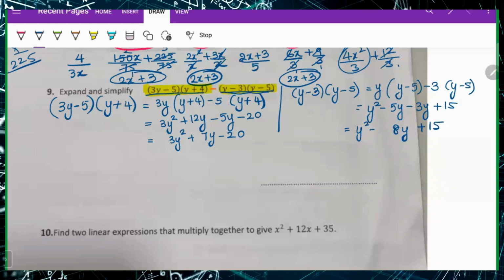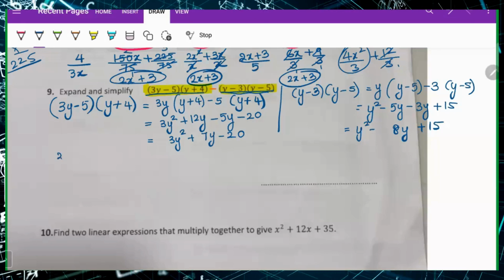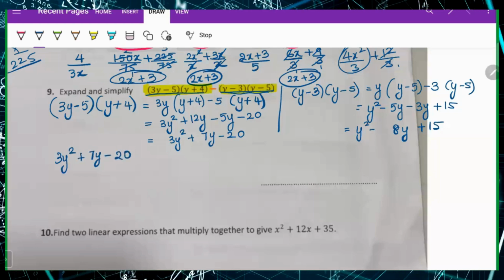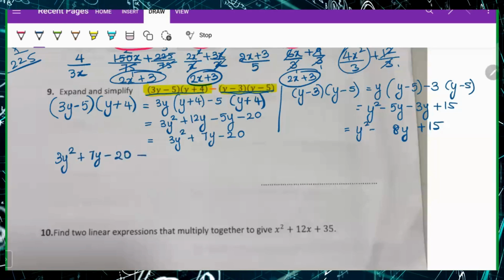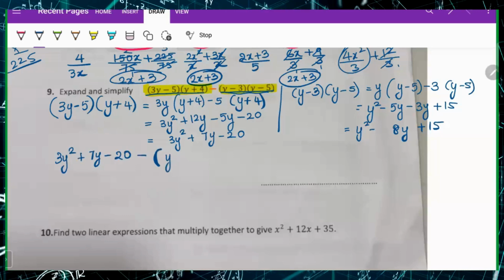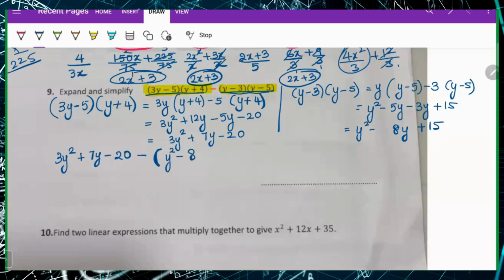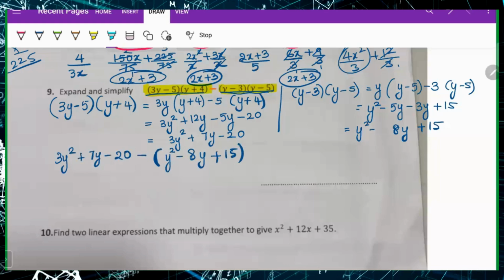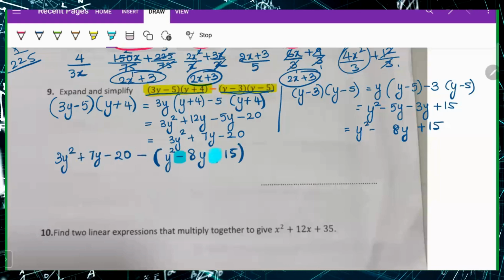Now what do we have to do? We have to subtract them. So I will do 3y square plus 7y minus 20 minus. Now you will write the second part in a bracket. Why? Because there is a minus sign. Remember that, very, very important. There is a minus sign here. So all the signs of this bracket will change.